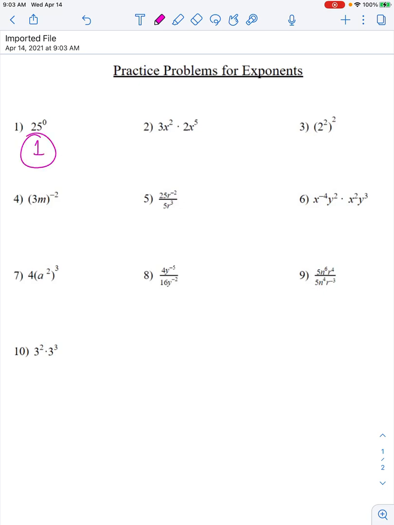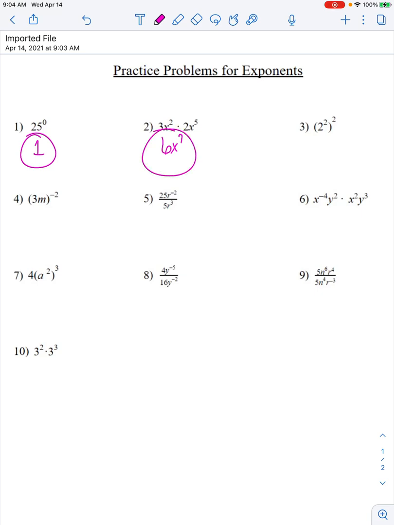Number two, so I noticed two things I need to combine or multiply. So first my coefficients, 3 times 2 is 6. And then I have a common base of x. I have x squared times x to the 5th, so we keep the base. Add the exponents. That is our product rule. So 6x to the 7th power.